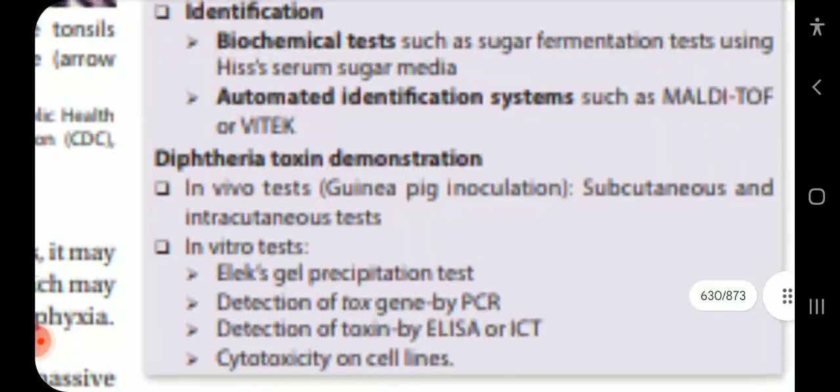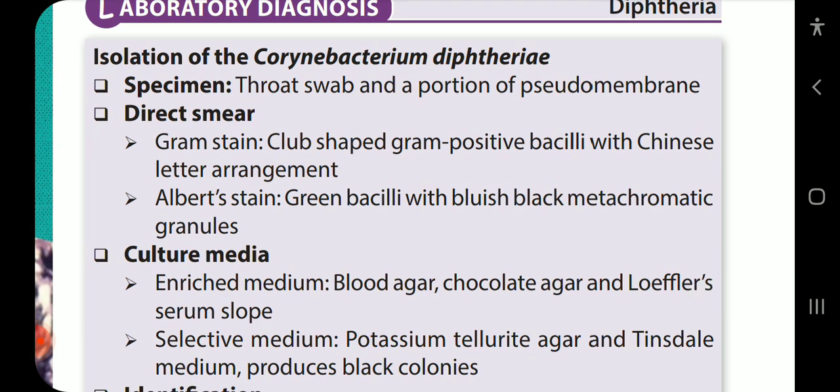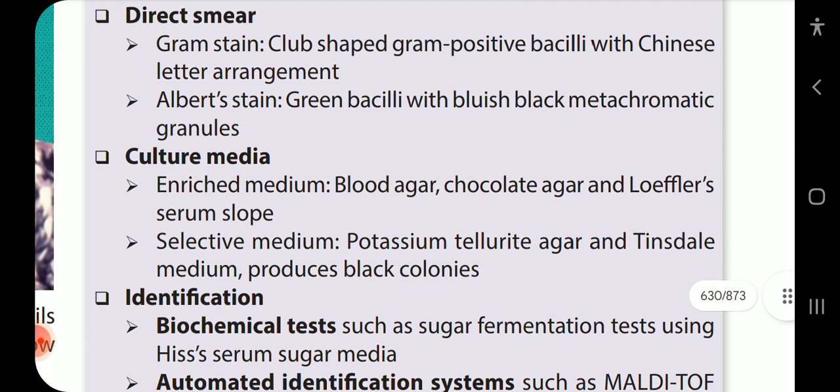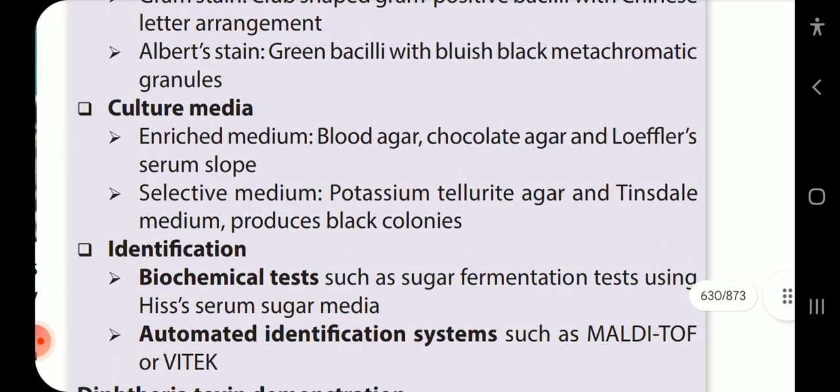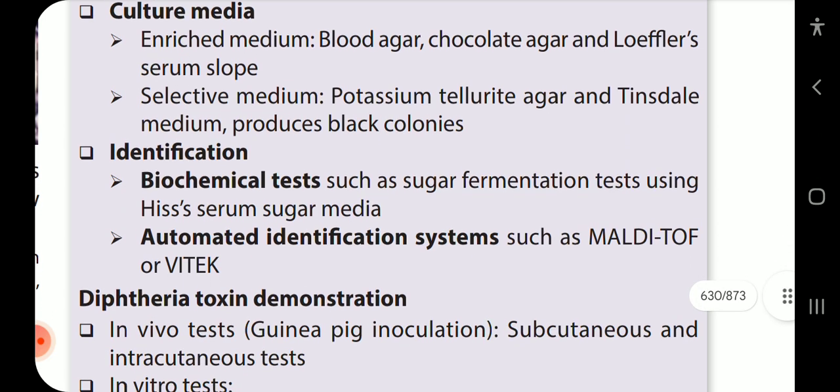Now coming to the lab diagnosis, isolation of Corynebacterium diphtheriae. Specimen: throat swab and a portion of pseudomembrane is taken. Direct smear: Gram stain shows club-shaped gram-positive bacilli with Chinese letter arrangement, and Albert stain shows green bacilli with bluish-black metachromatic granules. Culture media: enriched medium such as blood agar, chocolate agar and Loeffler serum slope. Selective medium: potassium tellurite agar and Tinsdale medium produce black colonies.